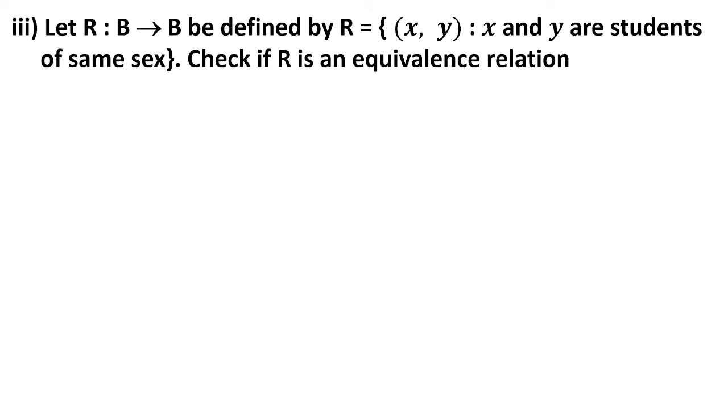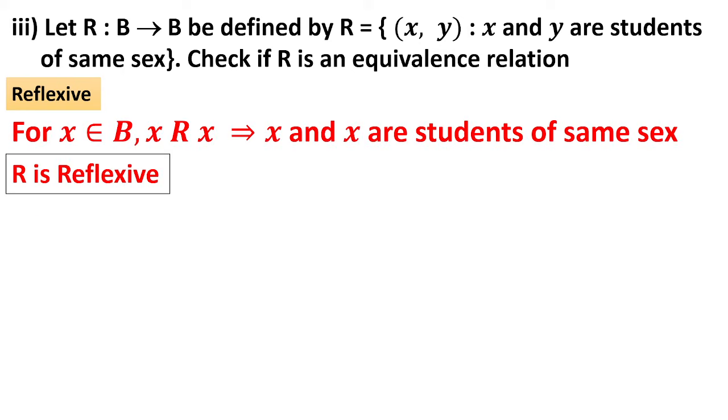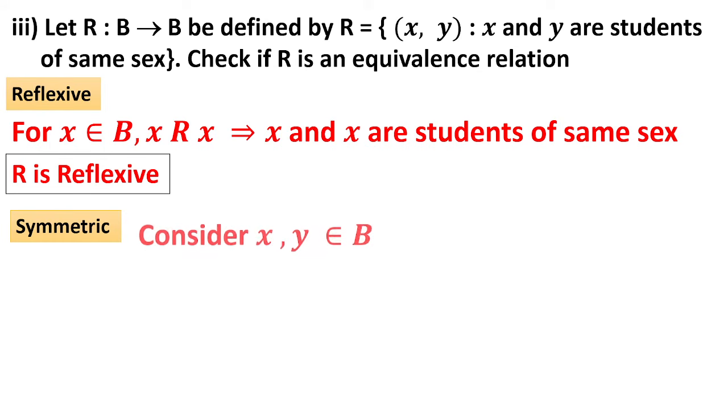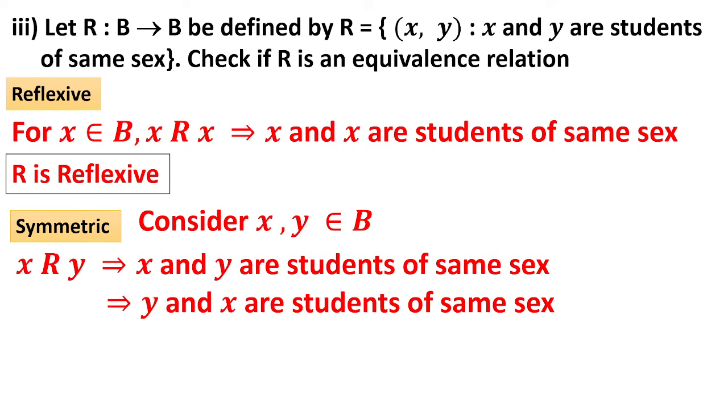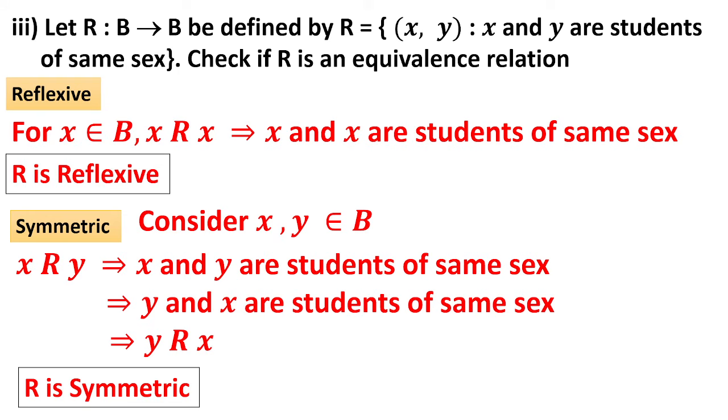They want to know whether it is an equivalence relation. Very simple. First, for reflexive, you take one element. For x belongs to B, x is related to x means x and x are students, therefore reflexive. Symmetric means you take 2 elements. Assume that x is related to y. Check whether y is related to x. Yes. x and y are students of the same sex means y and x are also of the same sex. Therefore, it is a symmetric relation.